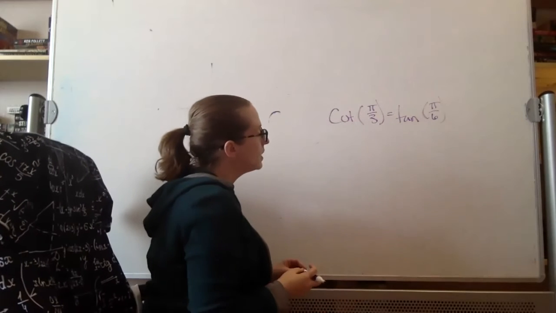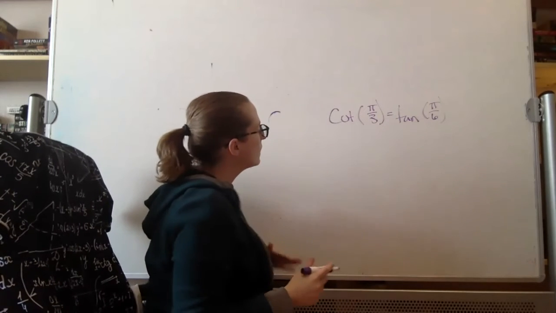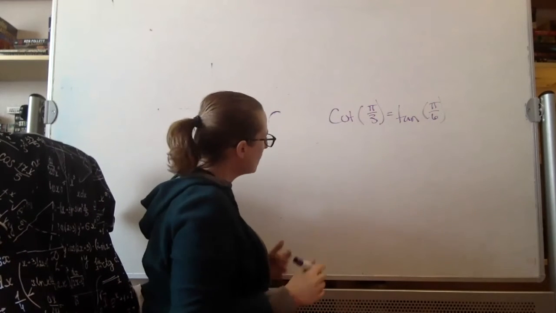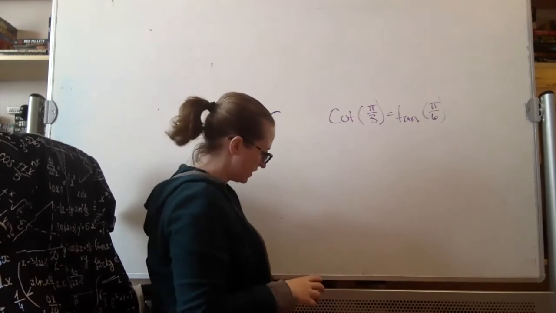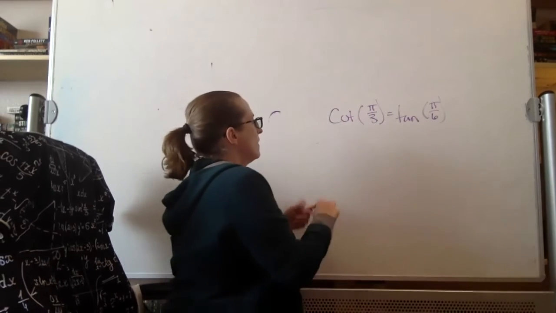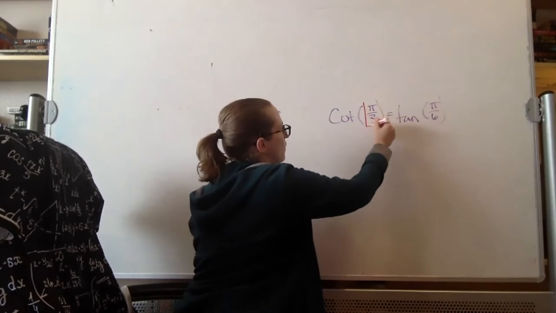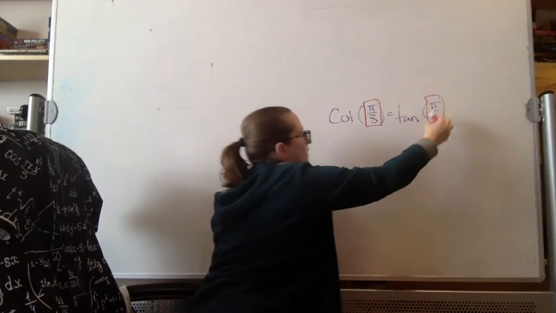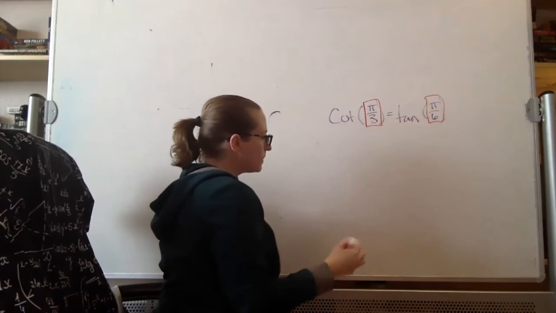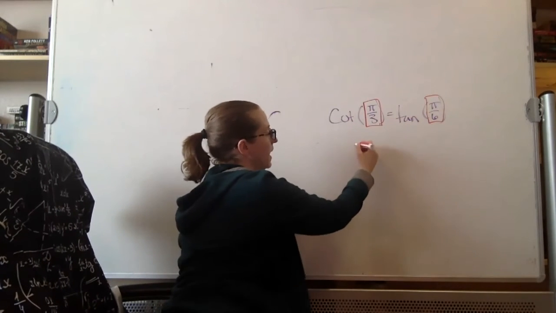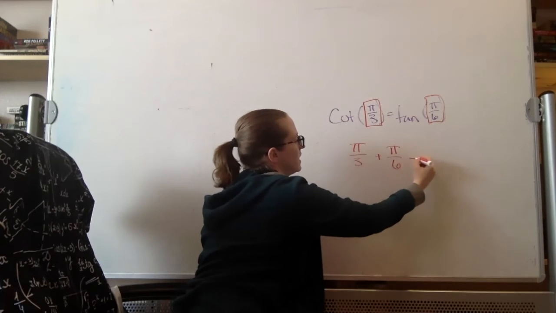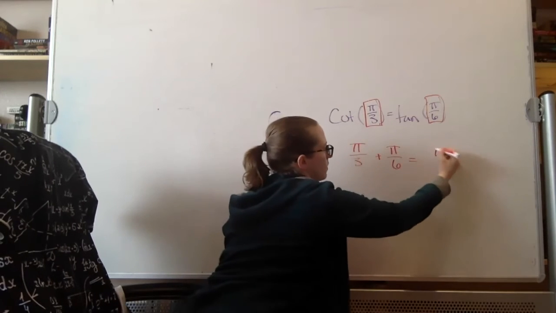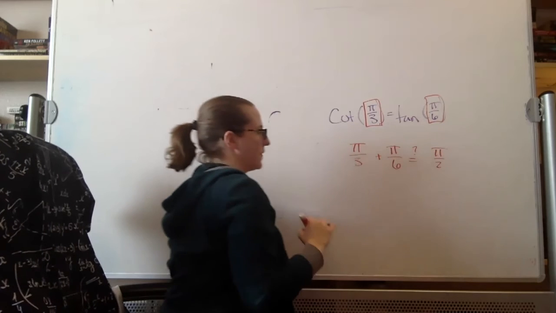Well, we could do this with a right triangle, but for this particular example, let's just think about this directly through co-functions. Remember that co-functions have this relationship that if something is equal to its co-function, the degree measures have to add up to 90 degrees, or in this case, pi over 2. So pi over 3 plus pi over 6 should be equal to pi over 2. Let's make sure that that's true.